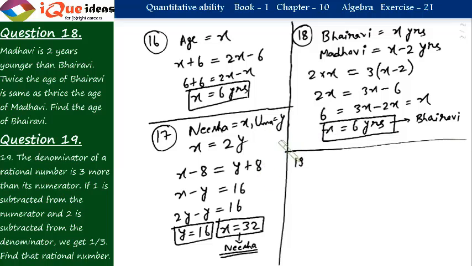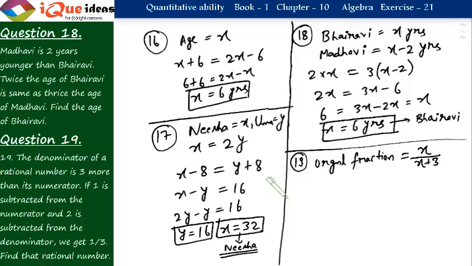Now let's take question number 19. It says the denominator of a rational number is 3 more than its numerator. Again, we can do it with a single variable. Let's try to do that. We have done such questions with 2 variables also. Now let's take a single variable. So let's assume that the original fraction, let's assume the numerator to be X. So the denominator will become 3 more, that is X plus 3. This is the original fraction.